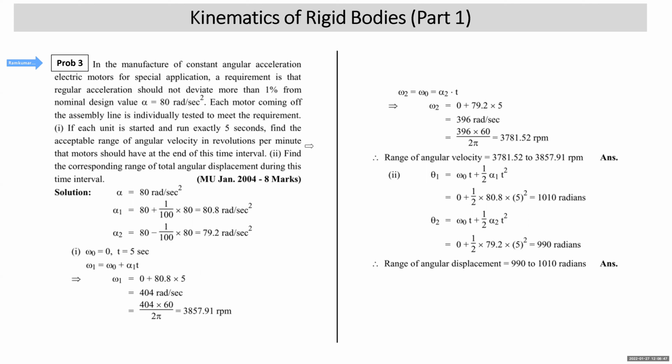Each motor coming off the assembly line is individually tested to meet the requirement. If each unit is started and run exactly 5 seconds, find the acceptable range of angular velocity in revolutions per minute. See that he's asking the range of angular velocity in RPM units, not in radian per second, that the motor should have at the end of this time interval. Find the corresponding range of angular displacement during this time interval.